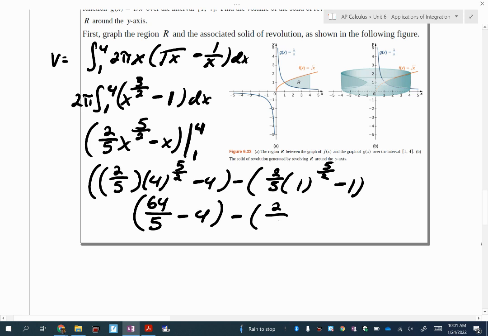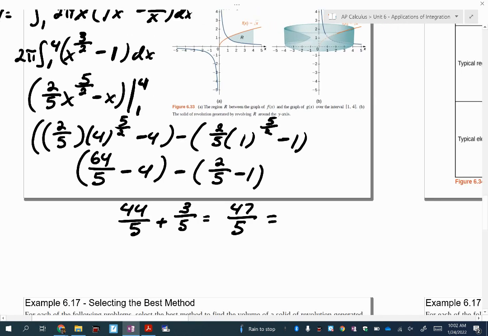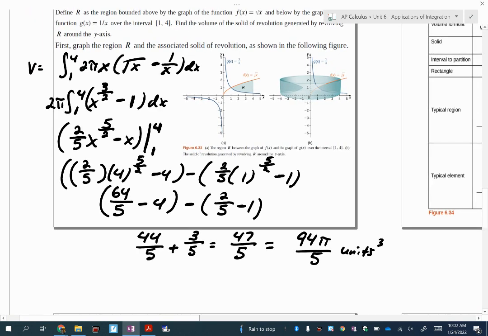That's 2/5 minus 1. So let's see, 4 over 1, so multiply that by 5 over 5, gives you 20/5. 64 minus 20 is 44/5 minus, there will be 2/5 minus 5/5, which is negative 3/5. That becomes plus 3/5, so I get 47/5 times 2 pi. So 47 times 2 is going to be 94 pi over 5 units cubed. All right, so that's it for the area for that solid of revolution.